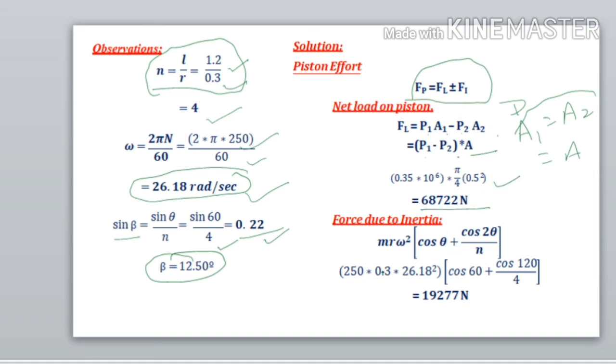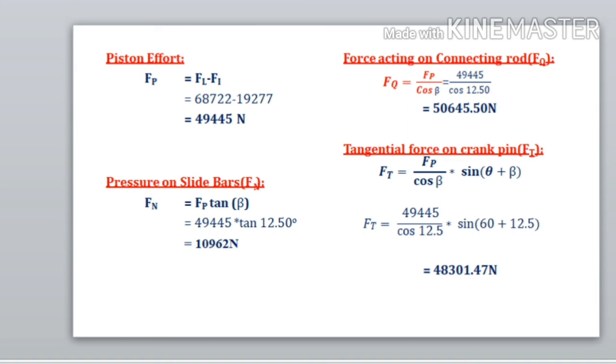Force due to inertia will be what? M r omega square into cos theta plus cos 2 theta by n. So M is given here 250, r is 0.3, omega is here 26.18. We will put here cos 60 degree, cos 120 due to 2 theta, n is 4 here. So finally we will get the force due to inertia's value as 19,277 Newton. Piston effort Fp equals FL minus FI. We already found the FL, FI we will put here. So Fp will be this.